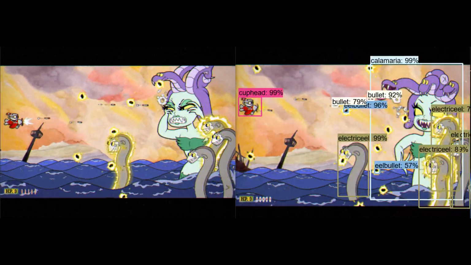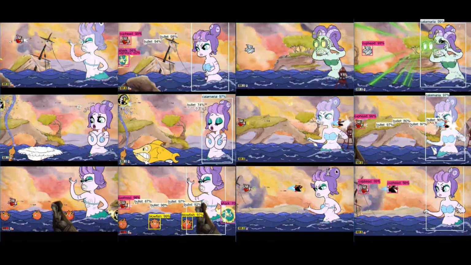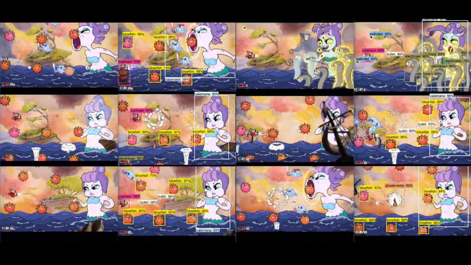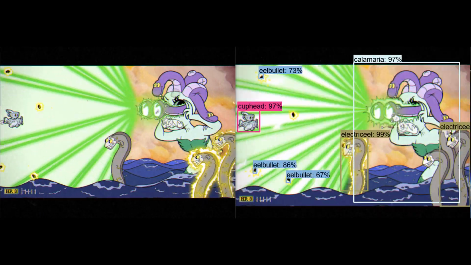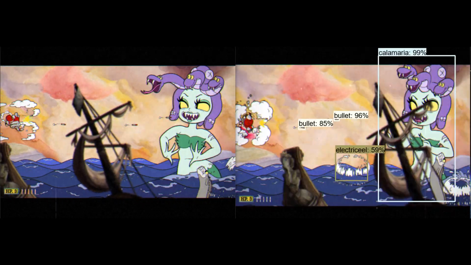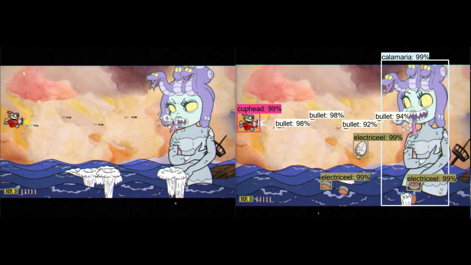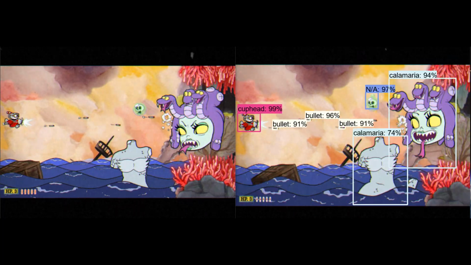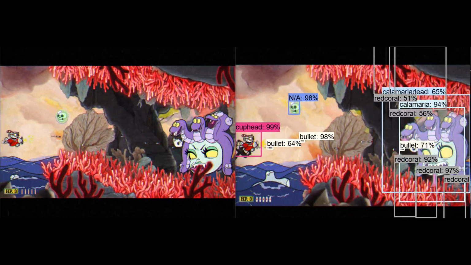Here's some extra footage of how Cuphead's logic needed to be tweaked each time in order to effectively beat Maria. As you can see, not all runs were actually successful. There are a lot of improvements that could still be made to the logic, including getting the accuracy of object detection higher by classifying even more images and tweaking the learning algorithm.